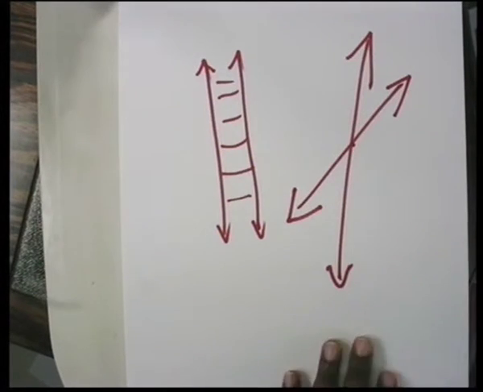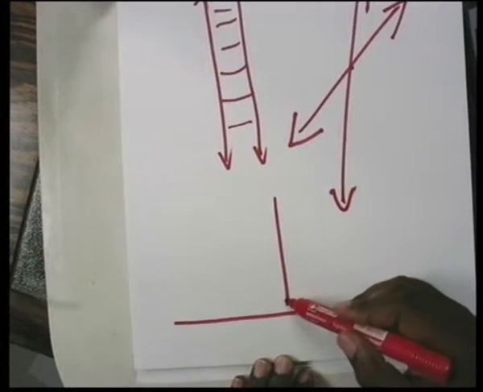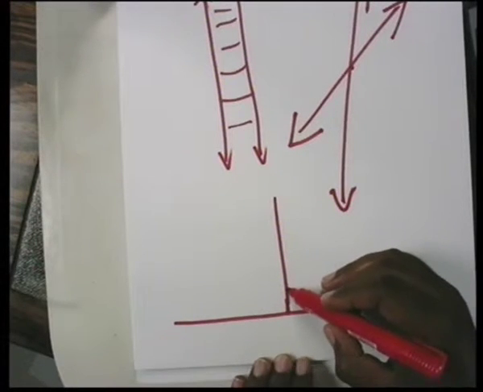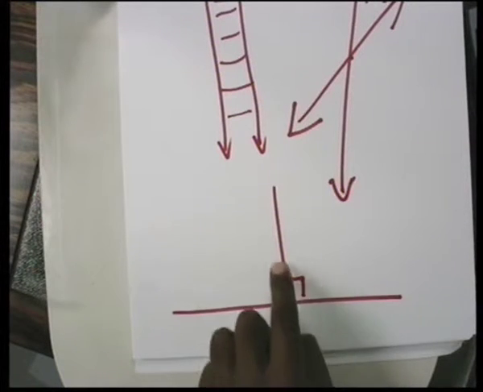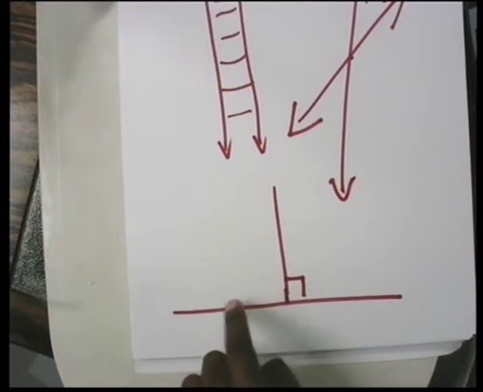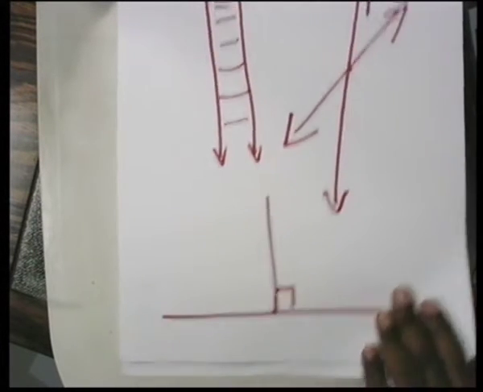And then there's a line that is perpendicular. For example, if you have a line like that and this other line comes perpendicular like that, meaning that it makes a 90-degree crossing there, crossing the other one at 90 degrees. This one is called a perpendicular line. This line is perpendicular to this one because it is forming that 90 degrees.